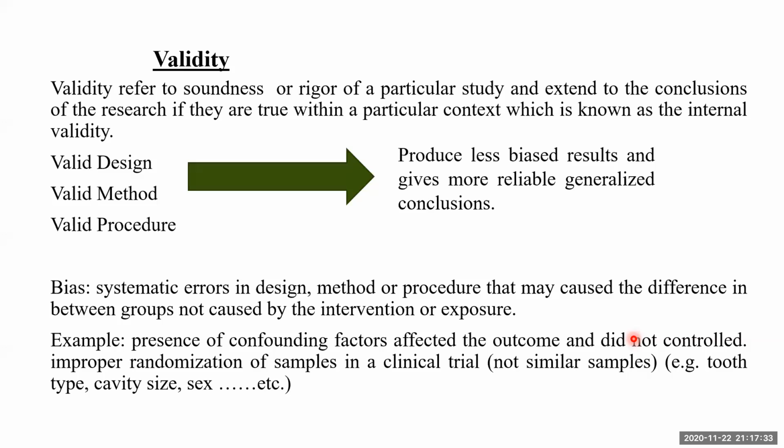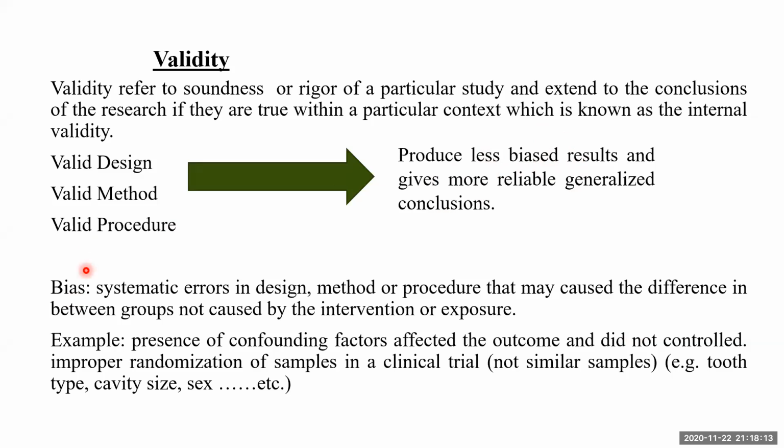For validity, the meaning of validity refers to the soundness or rigor of a particular study and extends to the conclusions of the research, if they are true within a particular context, which is known as the internal validity. If the design of the study is valid and the method is valid and the procedure is valid, we will get less biased results. It's very important to exclude or reduce the risk of bias in the studies and give more reliable generalized conclusions.